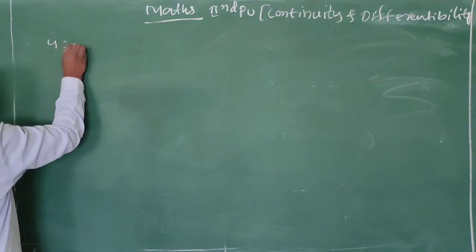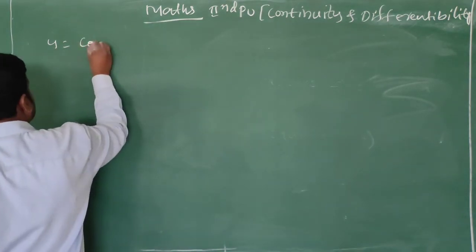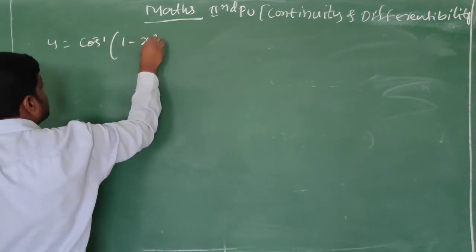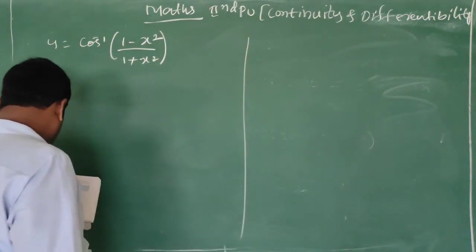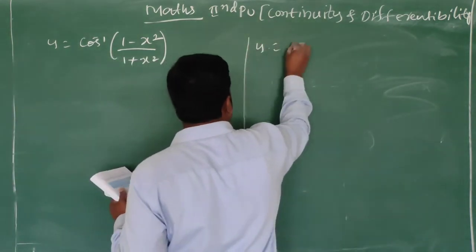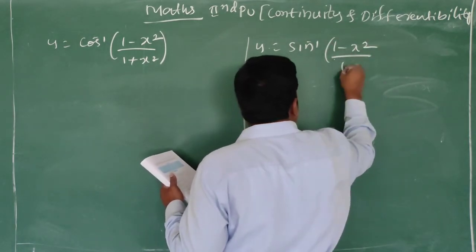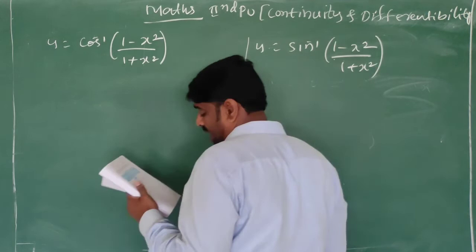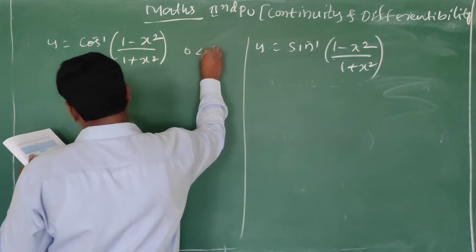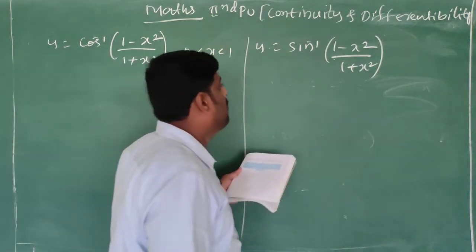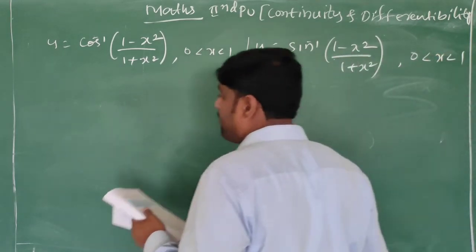Next, y is equal to cos inverse of 1 minus x square divided by 1 plus x square. Then y is equal to sin inverse of 1 minus x square divided by 1 plus x square. For this, the domain is 0 less than x less than 1.